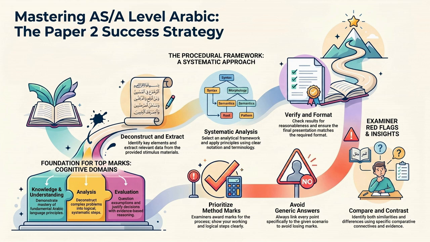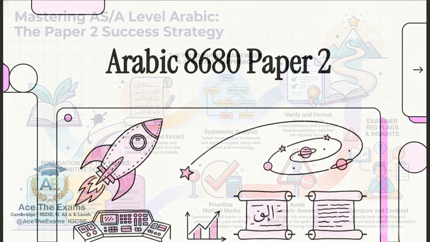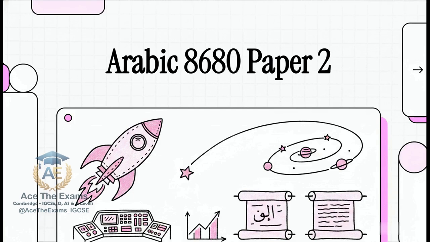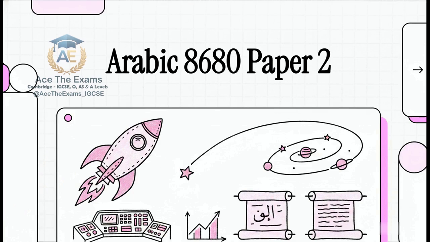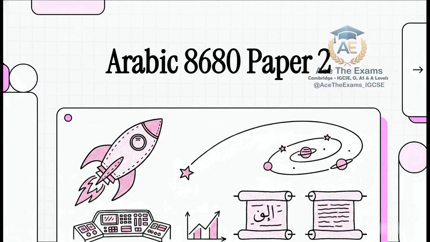Welcome to Mission Control. I am your flight director, and today we are initiating a high-stakes launch simulation. We're going deep into the telemetry data, specifically the official Cambridge AS and A-Level Arabic Language 8680 Paper 2 examiner reports. Look, we are isolating the exact module known as Two Passages on Related Themes, which deals with up to 750 words of Arabic text.